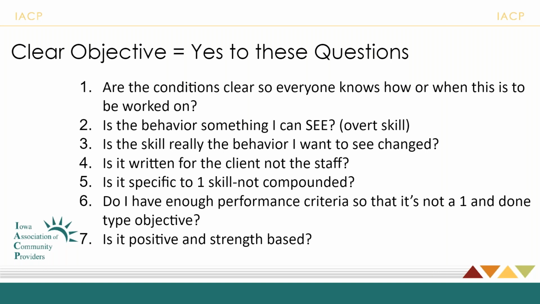Is it written for the client and not the staff? Is this something the client says, yes, this is what I want to do, this is how I want to do it? Or is it written for your staff to do something? Is it specific to one skill and not compounded? The other thing that I have seen throughout the years is that in our effort to be efficient, we will write an objective that looks something like Lisa will complete her daily hygiene, take her medication, and be on time for her job every 5 out of 7 days.